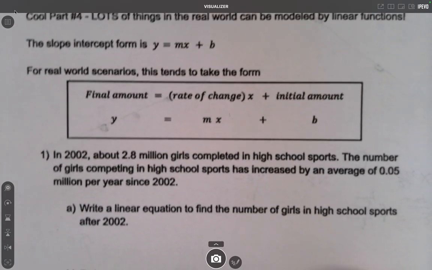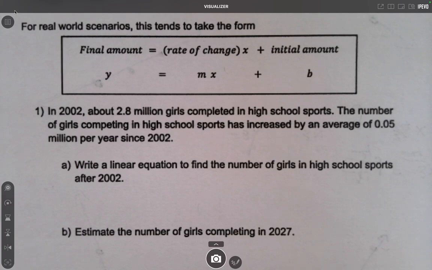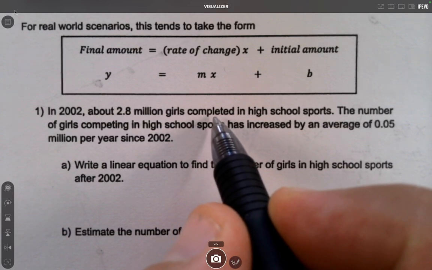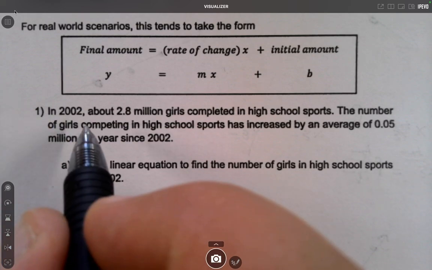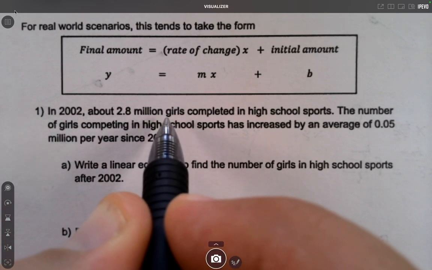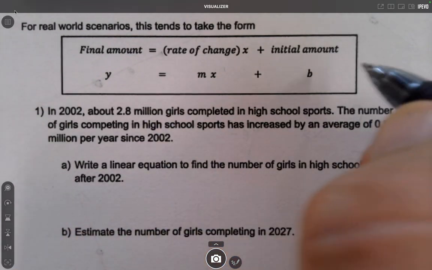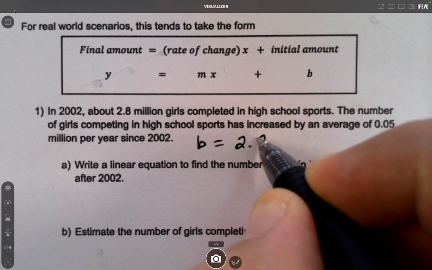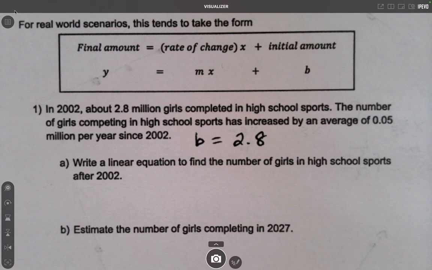So I'll try to explain what I mean in this first example. In 2002, 2.8 million girls competed, misspelling there, competed, not completed, in high school sports. So right there, they gave us a beginning, a starting point. So I know, because they're giving me a starting point, that is going to be my b. So before I read anything else, I know b is 2.8. And we'll just know everything's in terms of millions, so we'll just leave it as 2.8.